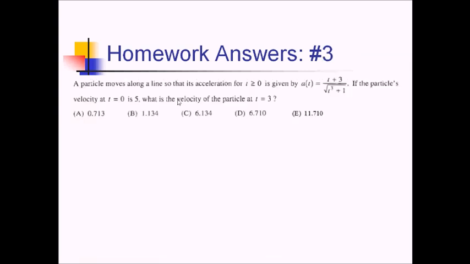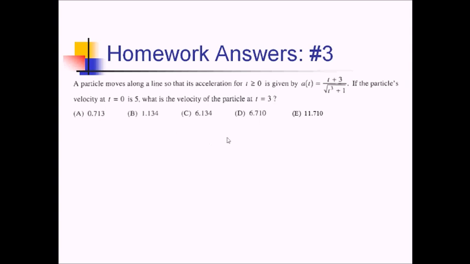On this problem, we have a particle moving on a line with an acceleration given by this a of t function. We have a particle velocity of 5 at time 0. Based off of that, we want the velocity at time 3. So this is basically an FTC problem.